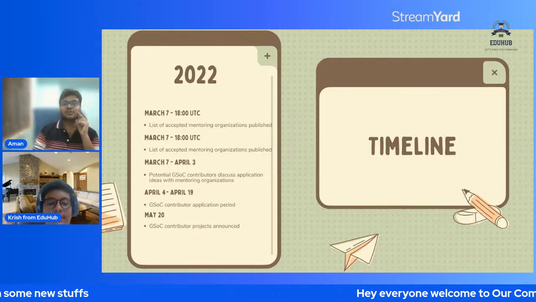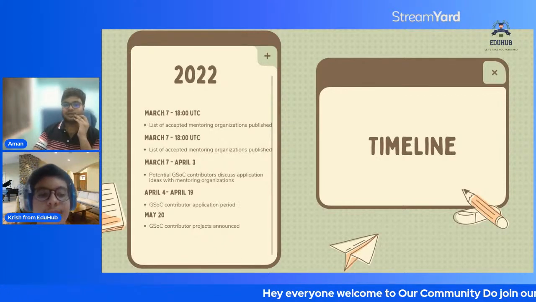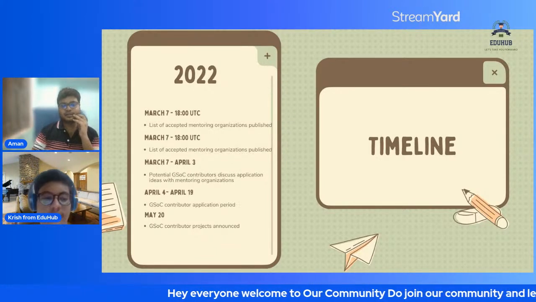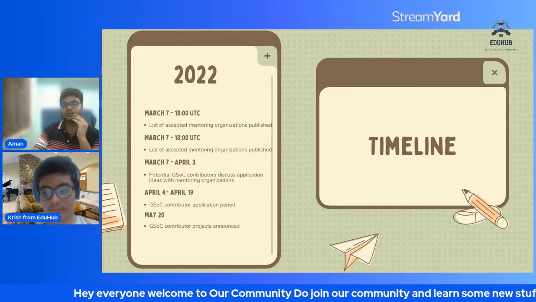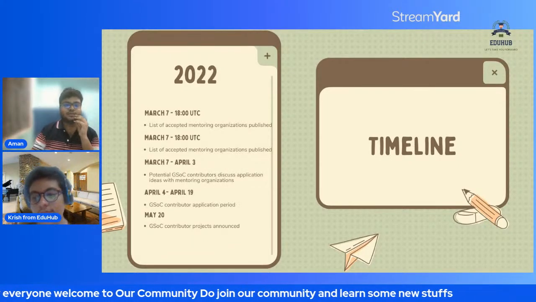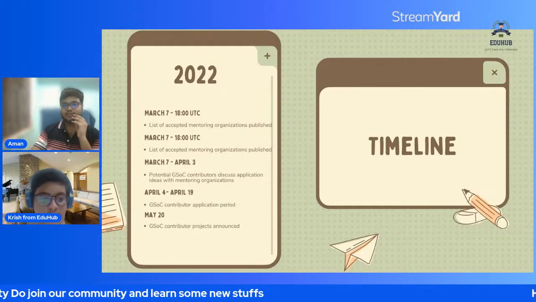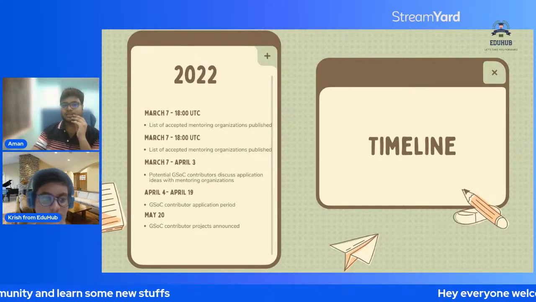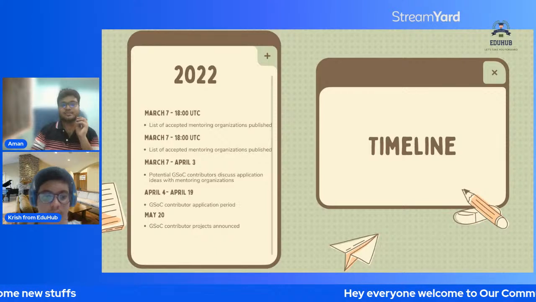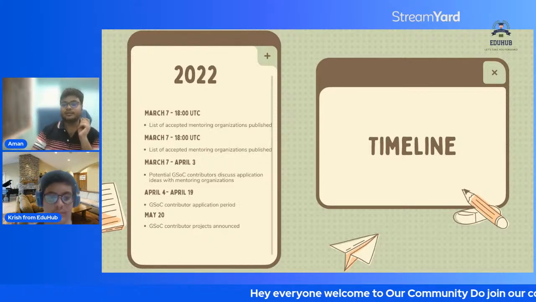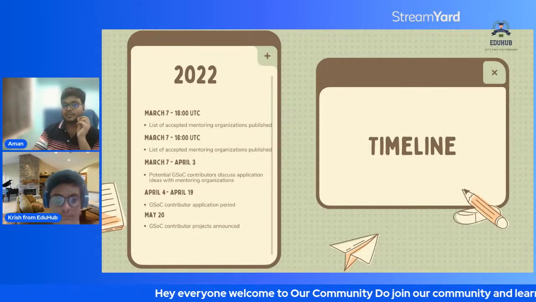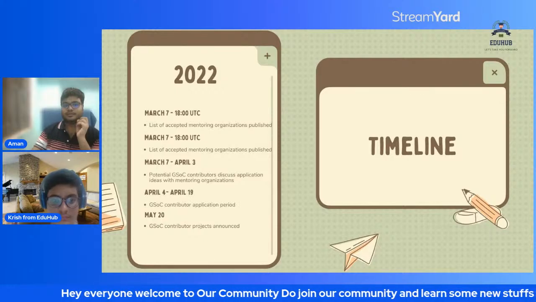If you start contributing and have multiple PRs, it will give you a better understanding of the project, and you will also make the mentors and maintainers believe that you are learning and that you are a good candidate for it. So April 4th to April 19th is the period where you write a good proposal and submit it, and then you are not done here.